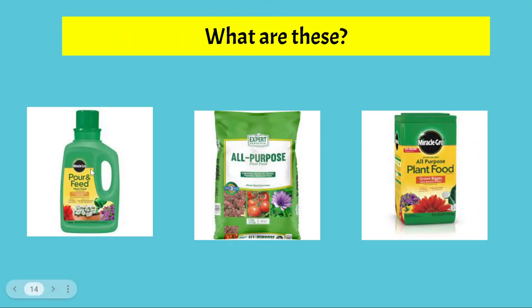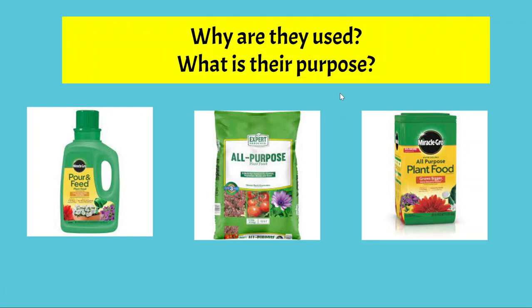So what are these? Pour and feed, all-purpose fertilizer, and plant food. They're all types of plant foods or fertilizers. Okay. Why are they used? What is their purpose? There's a reason I have these right after Flintstones vitamins. These are basically vitamins and nutrients for plants, just like Flintstones vitamins would be vitamins and nutrients and minerals for humans. Okay. So these are things that are going to help the plants grow.